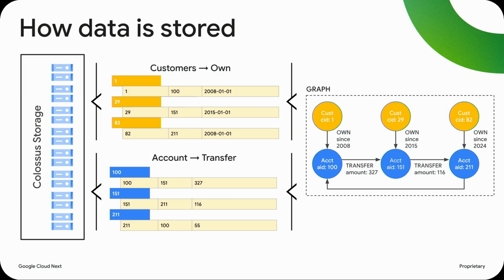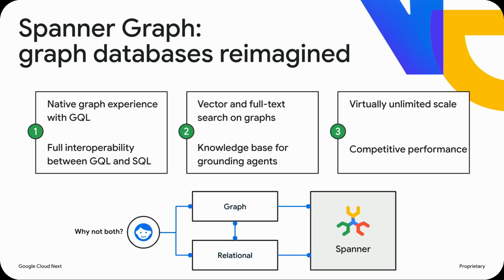So the disaggregation of compute and storage is very key, right? For example, you can access the storage without really going through the Spanner servers. You can essentially decouple this. Isolation is really good in that sense. In summary, we have a native graph experience.